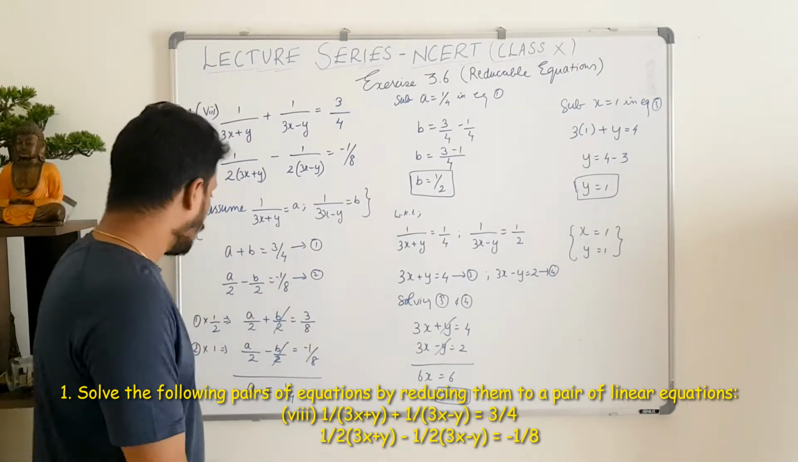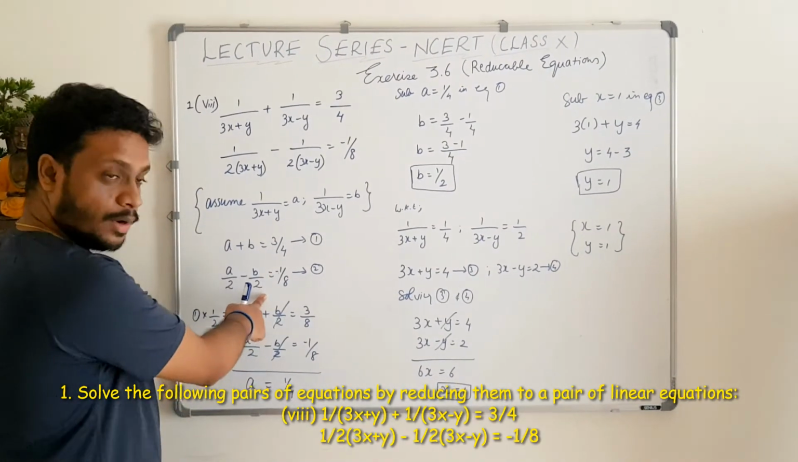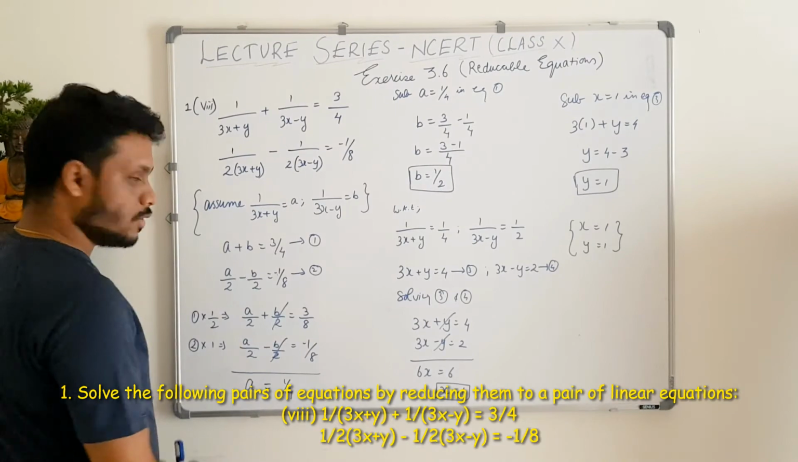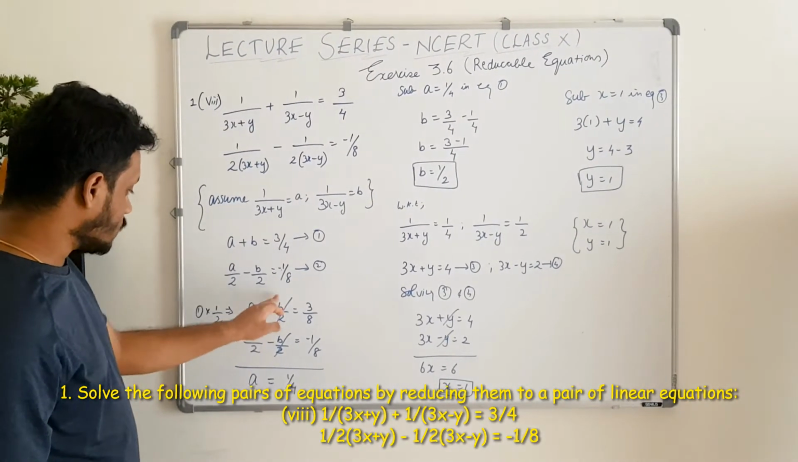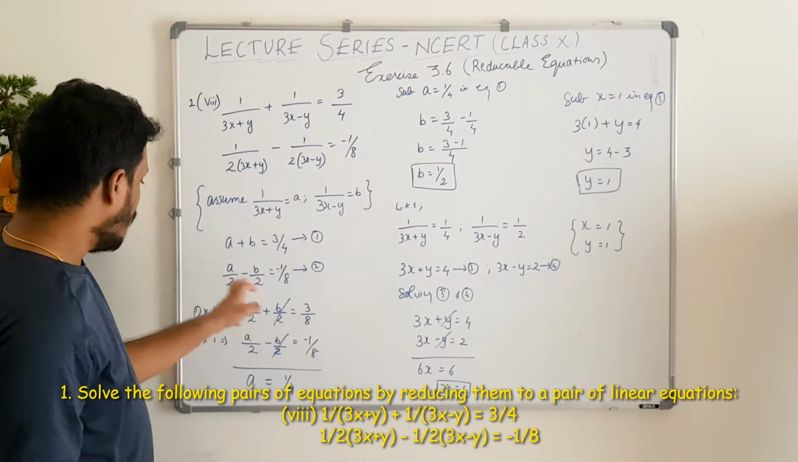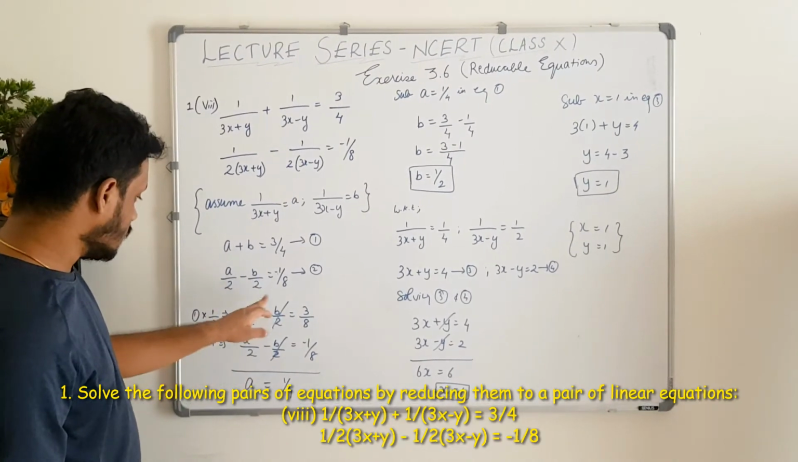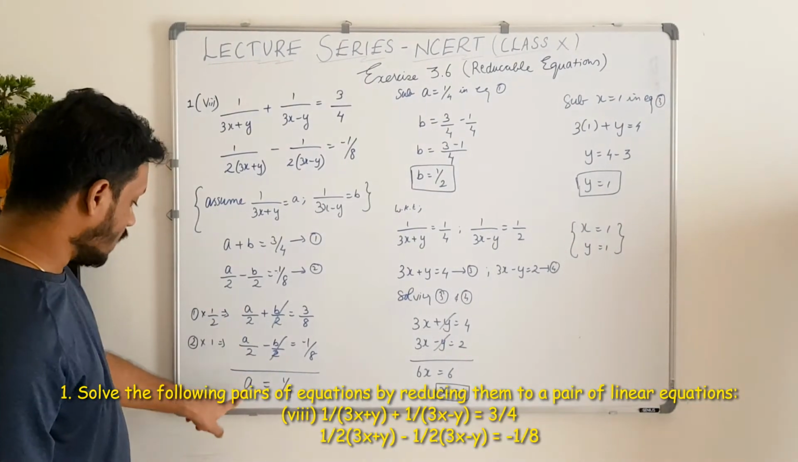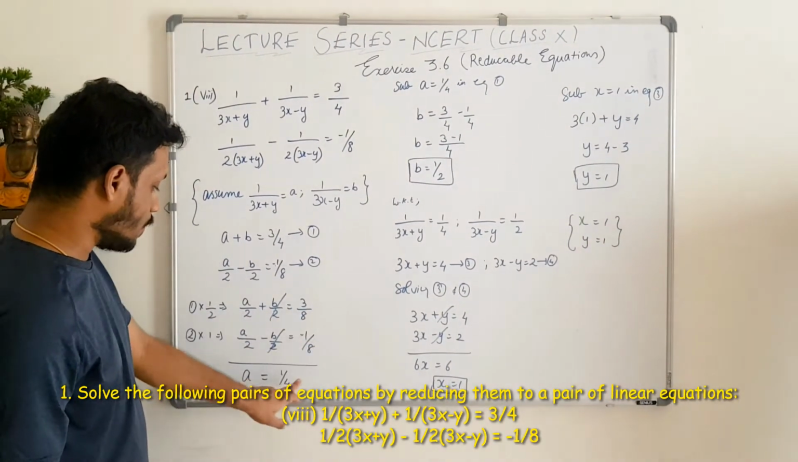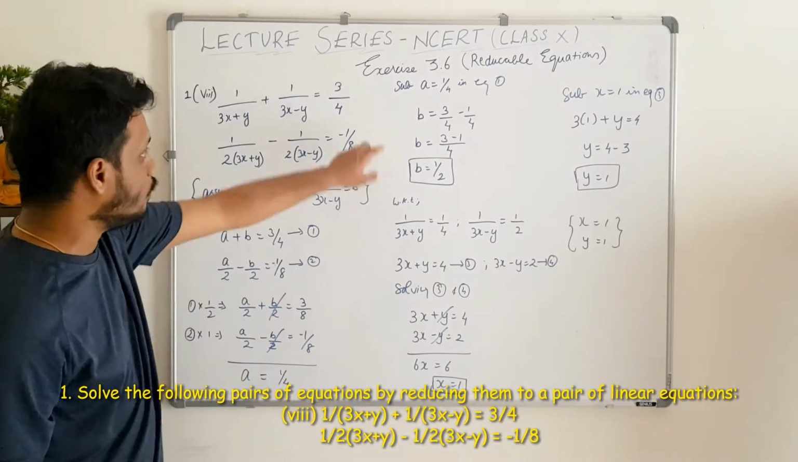So if I want to cancel this b by 2 and minus b by 2, I need to multiply the first equation with 1 by 2. So I multiply the first equation with 1 by 2. I get a by 2 plus b by 2 is equal to 3 by 8. And the second equation remains as it is. I see plus b by 2 minus b by 2 cancel each other. So a by 2 plus a by 2 is a. Then 3 by 8 minus 1 by 8 is 1 by 4. So I get my a value as 1 by 4.